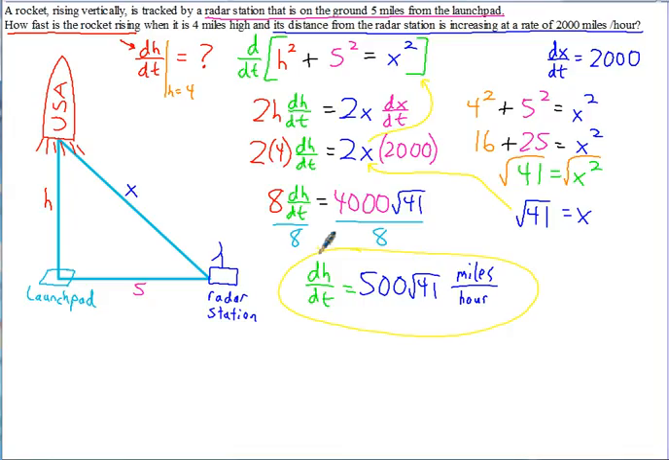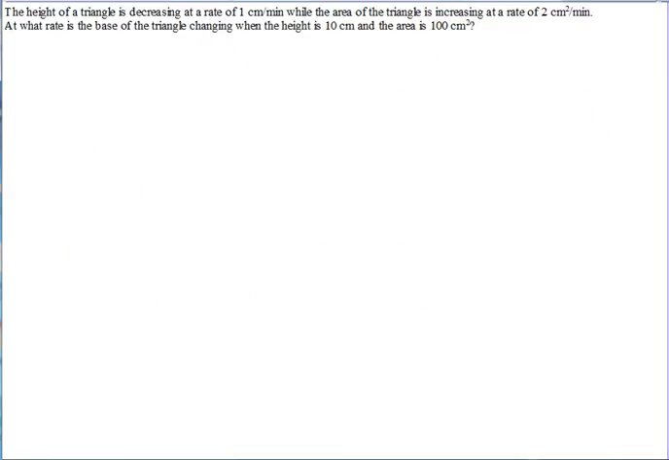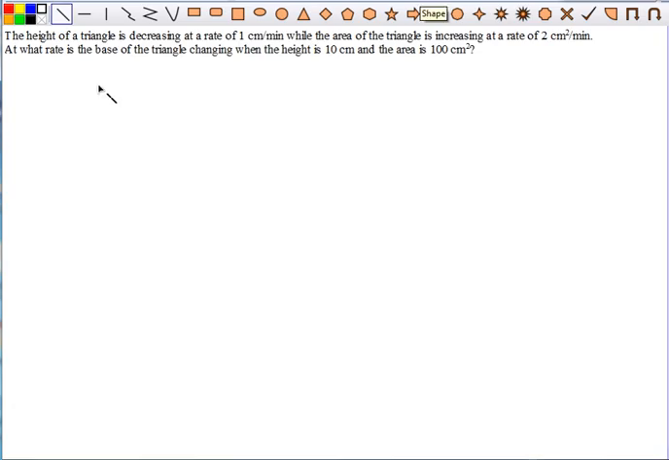All right, let's take a look at another example. On this next one, it says the height of a triangle is decreasing at a rate of 1 centimeter per minute, while the area of the triangle is increasing at a rate of 2 centimeters squared per minute. At what rate is the base of the triangle changing when the height is 10 centimeters and the area is 100 centimeters squared? So it doesn't say it's a right triangle here, so we just have some triangle.